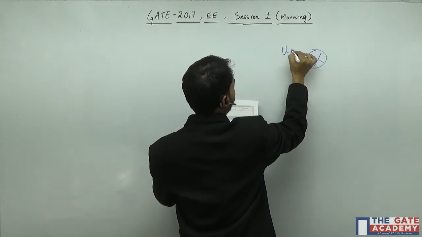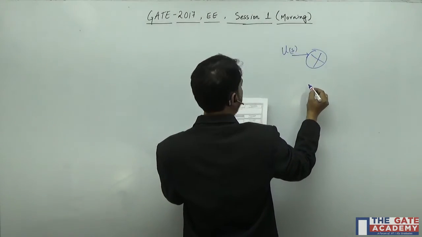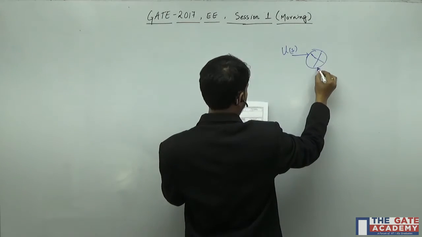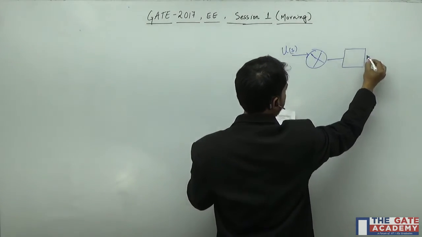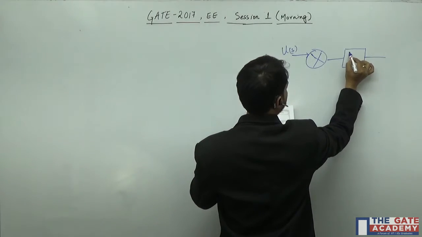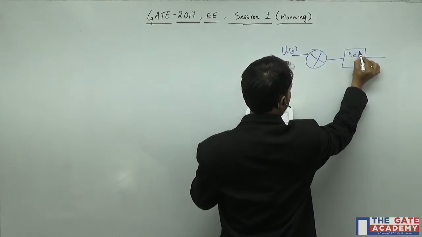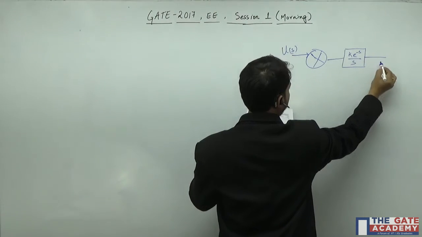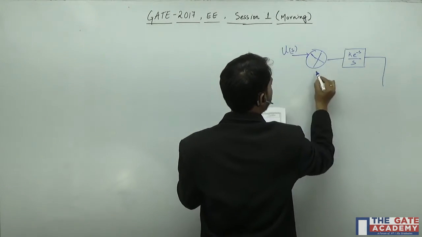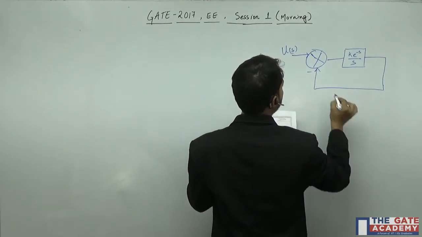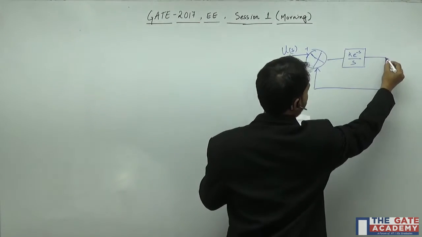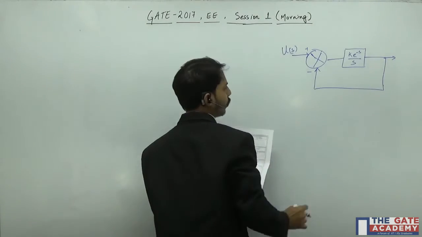They have given an input here, U(s). There is a summer point here, and then this is e to the power minus s by s, and then there is a negative unity feedback, and this is my output.